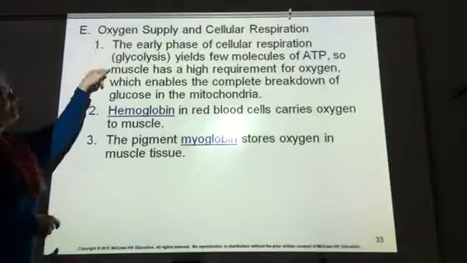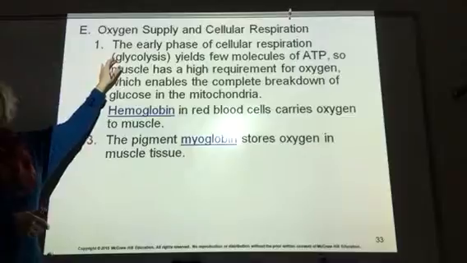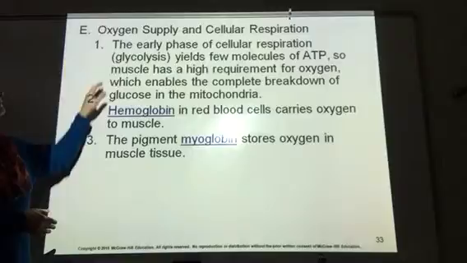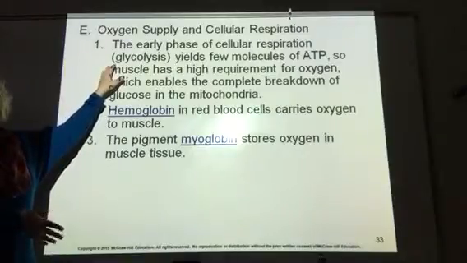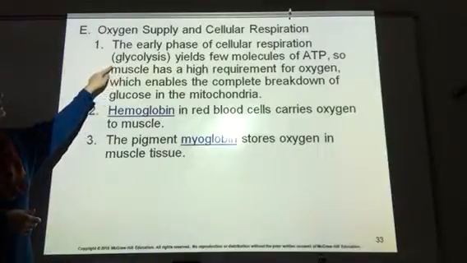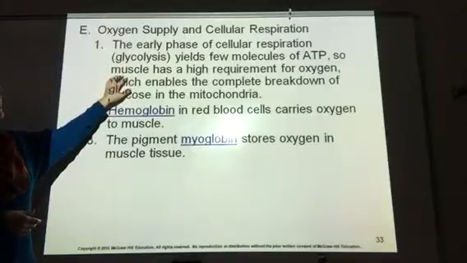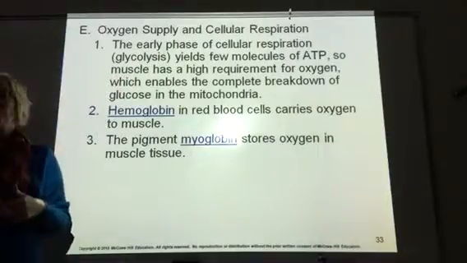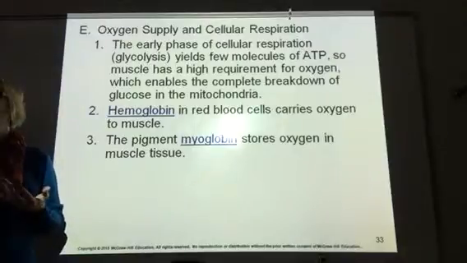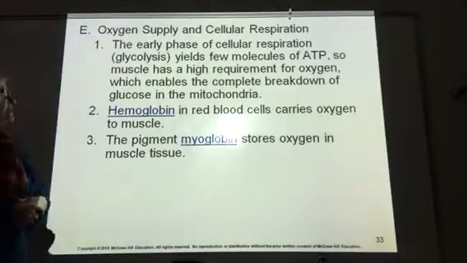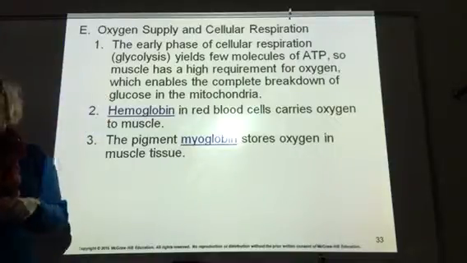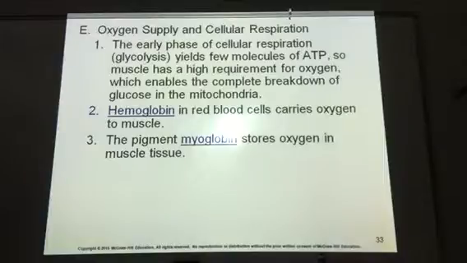So the first step in cellular respiration is glycolysis. Glycolysis breaks down glucose. Very few ATP, not a lot of energy is produced during this step. ATP then, because very little is produced here, it needs oxygen. Oxygen is needed for actual cellular respiration, for the Krebs cycle, so that it can use the oxygen and produce more ATP by breaking down glucose in those mitochondria.